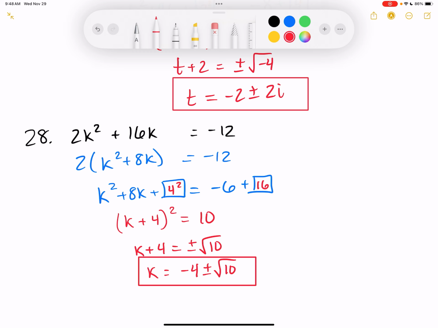All right. Do you have an answer? Or anybody want to? Negative 3. Just negative 3? I got k equals negative 4 plus or minus negative 1i. I got k equals negative 4 plus or minus square root of 10. That's what I got.